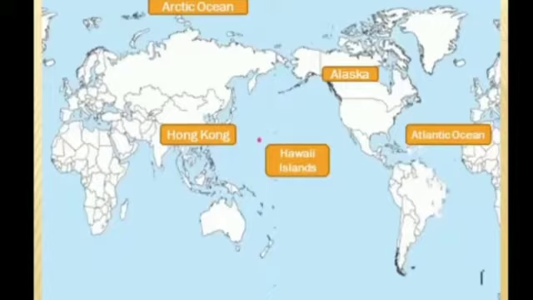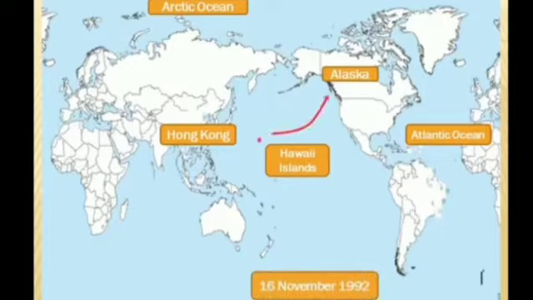Now, a strange thing happened. After around 10 months, on 16th of November 1992, some of these toys reached the coast of Alaska. Some of them crossed the Bering Strait and moved up to the Arctic Ocean by the year 2000.